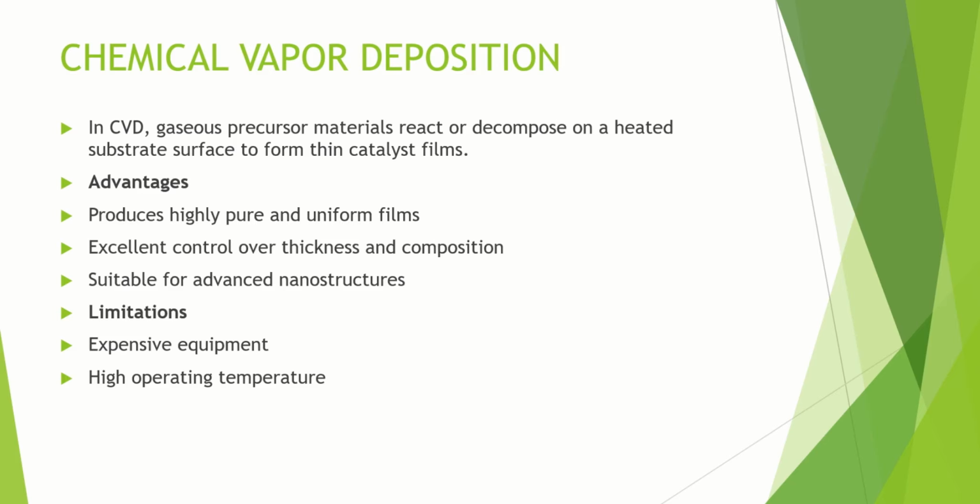Number 6 is chemical vapor deposition. It is a gas phase method. You take gaseous precursors, flow them into a furnace, and at high temperature they react and decompose to form a thin, pure catalyst on the substrate material.